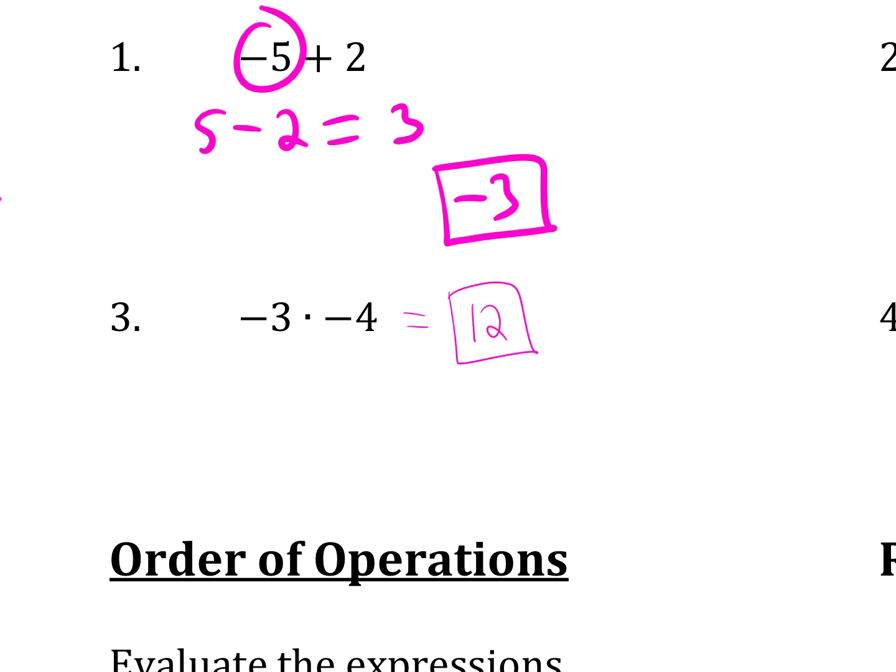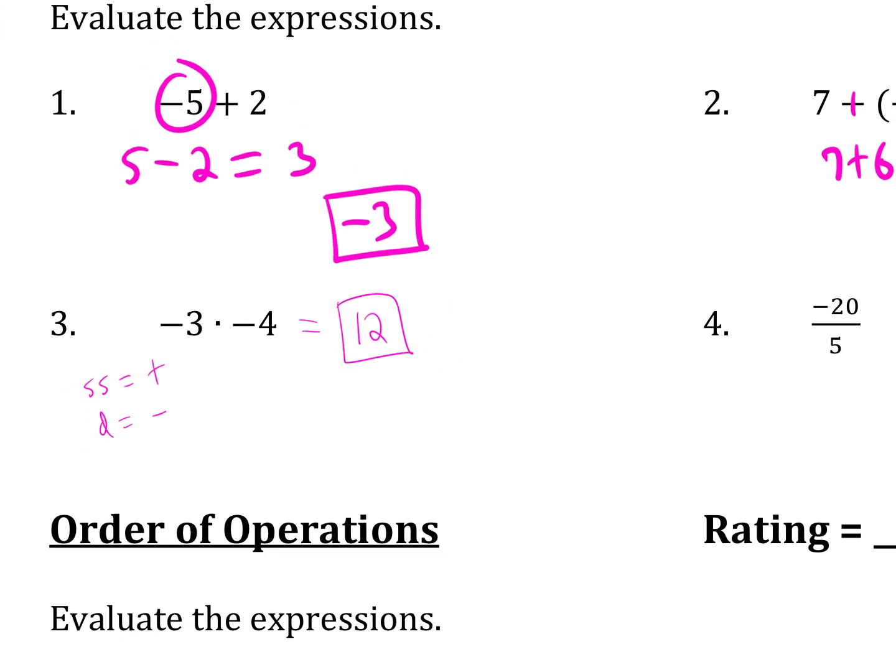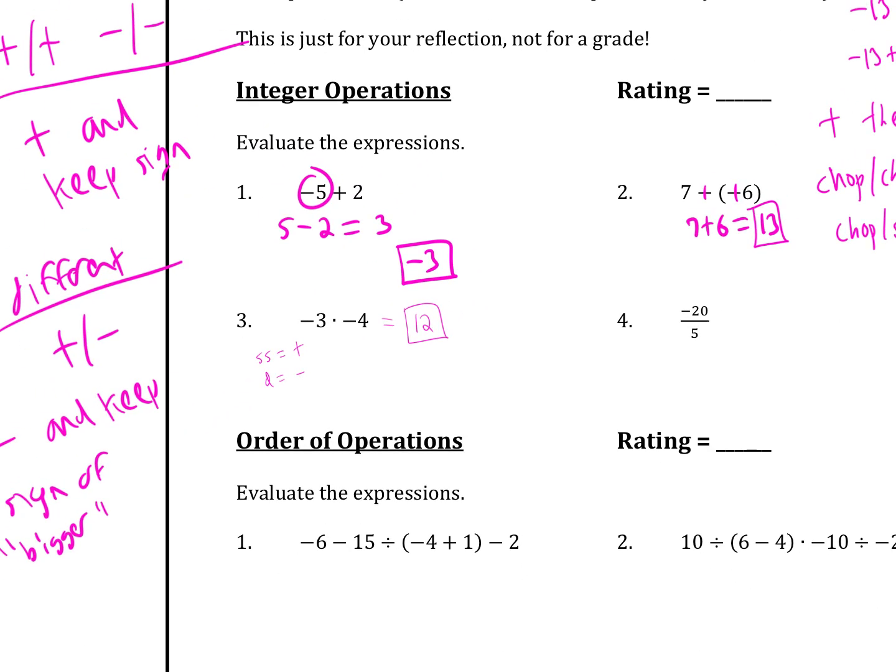Okay. So again, same sign equals a positive, and then different signs equals a negative. When you're multiplying, that also applies to dividing. So we have -3 times -4, both negative, becomes 12. And then we have different signs. If you had, for example, 20 times -3, that'd be -60 because it's positive and negative, okay?